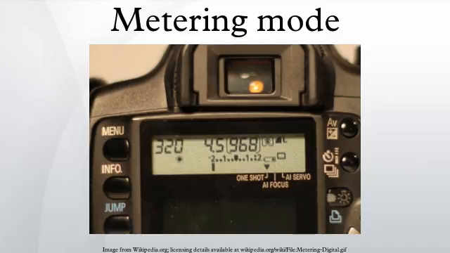Average metering. In this metering mode the camera will use the light information coming from the entire scene and averages it for the final exposure setting, giving no weighting to any particular portion of the metered area. This mode tends to be precise because all parts of the scene are taken into consideration.